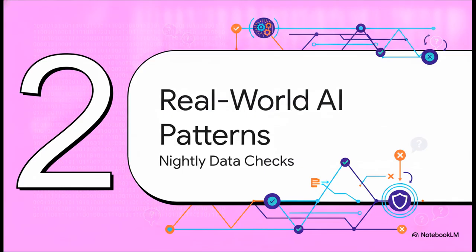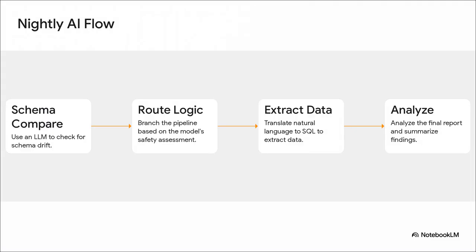Okay, moving on to Section 2, orchestrating real-world AI patterns. Let's dive into some practical examples. Let's look at a real-world scenario here. Imagine a data team running a nightly job. The goal? Extract order data, summarize it, and catch any errors before the stakeholders ever see it. This step-by-step flow shows exactly how we can use a large language model to check for schema drift, route logic based on those changes, translate natural language to SQL, and then finally analyze the report.